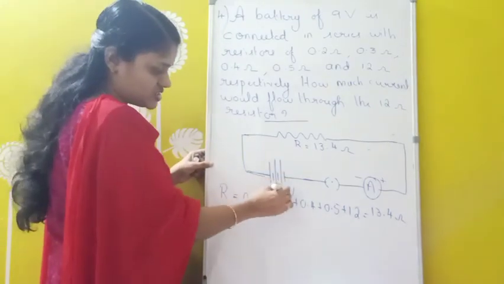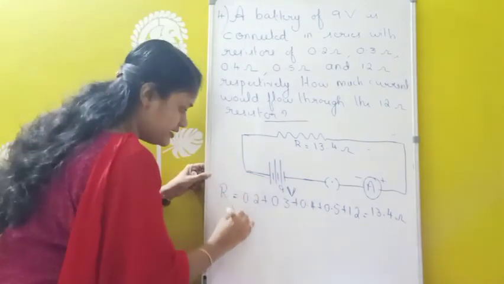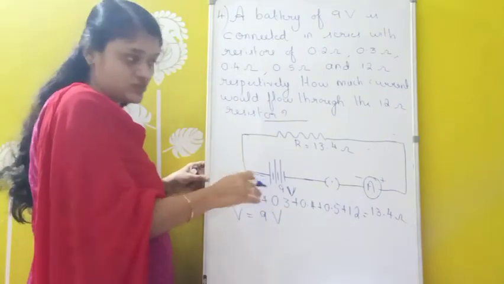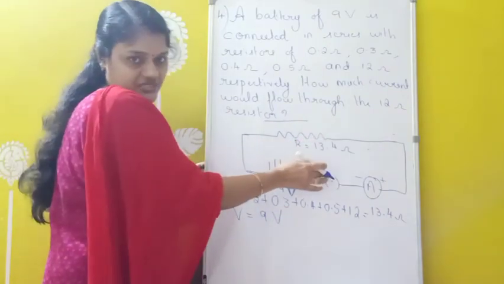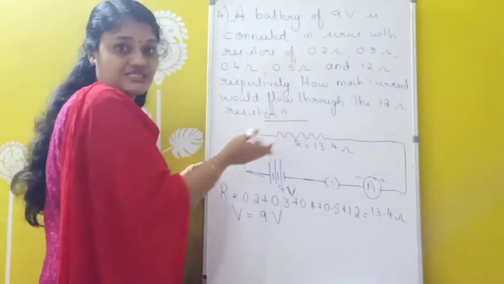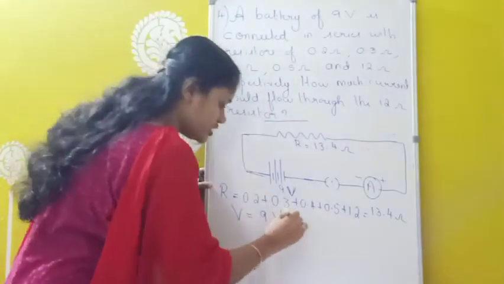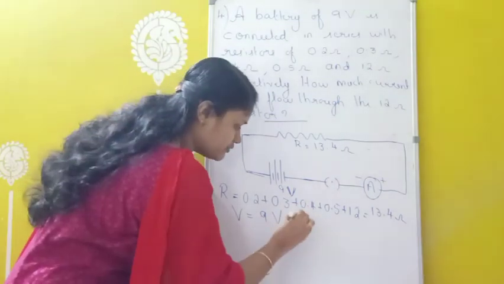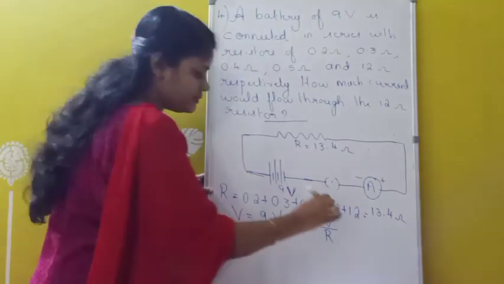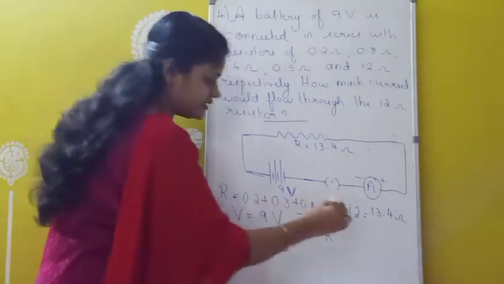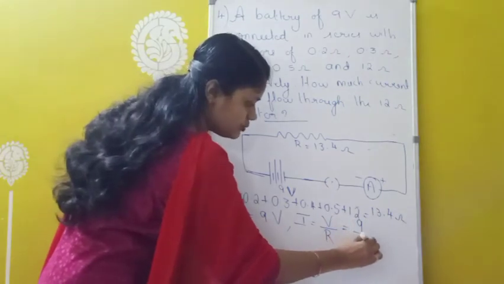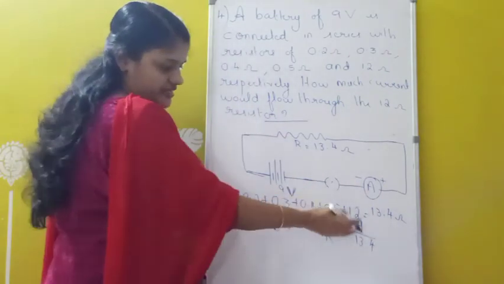Now what is the potential difference given here? It is given as 9 volts. So V equals 9 volt. And what do we have to find out? The current through the 12 ohm resistor. That means the current through all the resistors is the same, in the case of a series combination. Okay. So how will you find the current here? I equals, the formula is V by R. That is equivalent to, what is V here? 9, divided by what is R? 13.4.